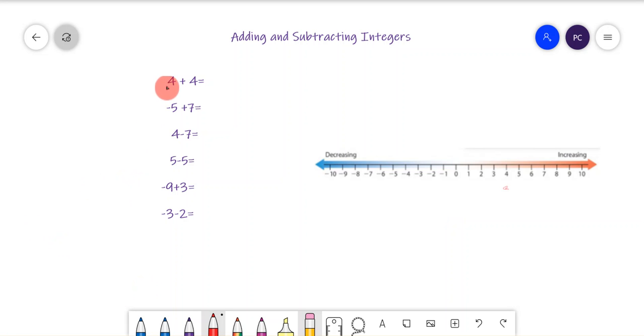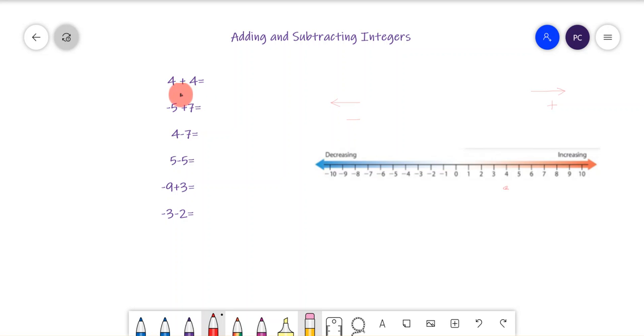Then what we want to do is look at the sign. If the sign is plus, we move to the right on the number line. If the sign is negative, we move left on the number line. So again, remember, the first number is where we start, in this case positive 4, and the second number then dictates which way we move.